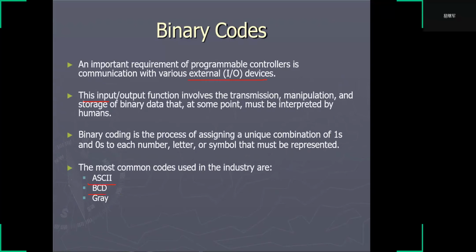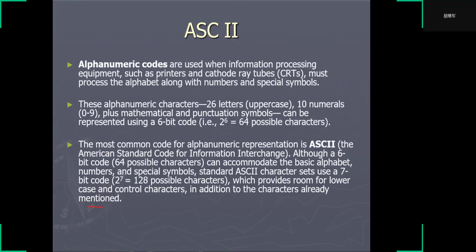The most common codes used in industry are ASCII, BCD, and Gray. Alphanumerical codes are used when information processing equipment such as printers and cathode ray tubes, CRTs, must process the alphabet along with numbers and special symbols.